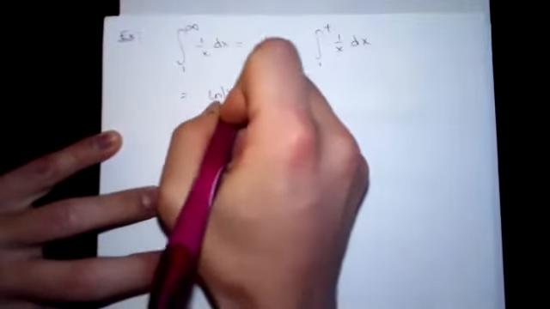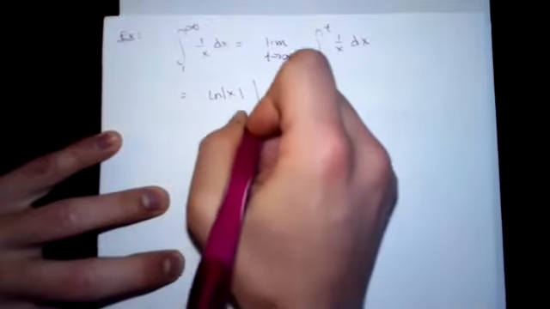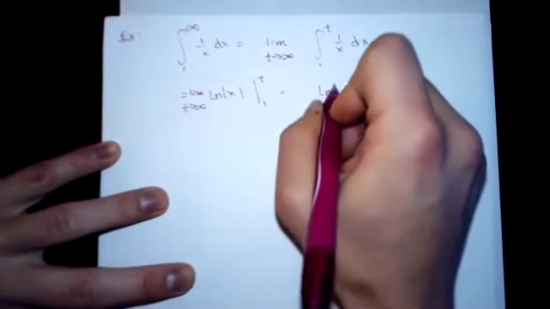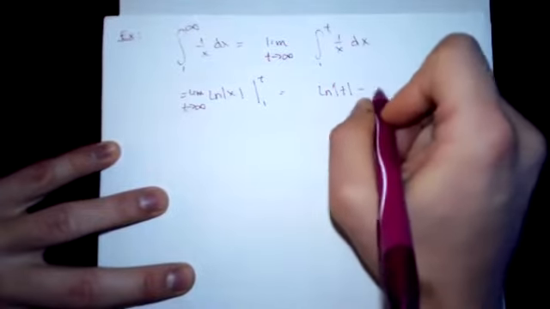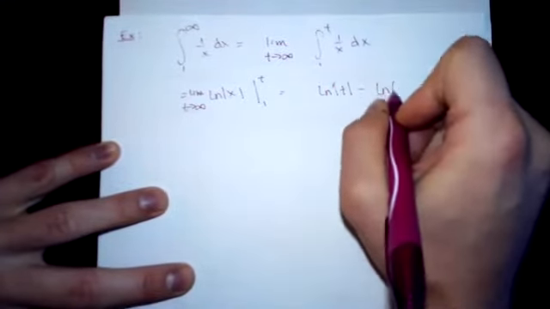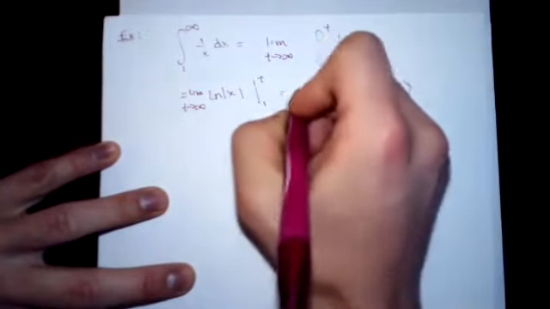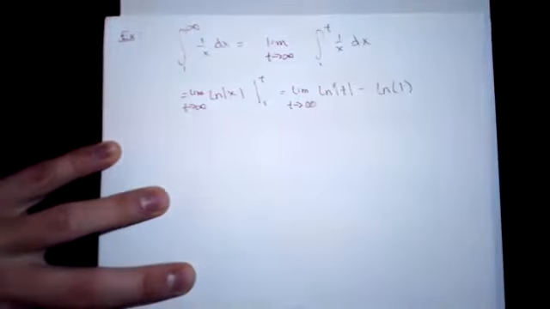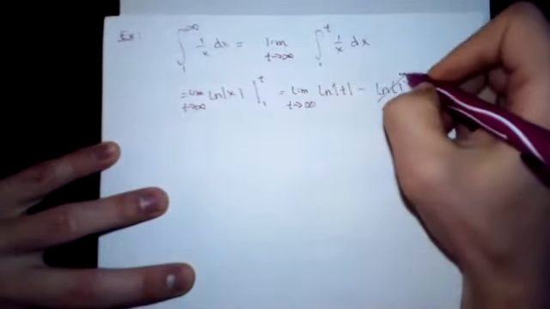Our antiderivative is now natural log of x. And I forgot my limit there. As t goes to infinity, we plug in everything. Natural log of 1, so natural log of 1 is just 0.